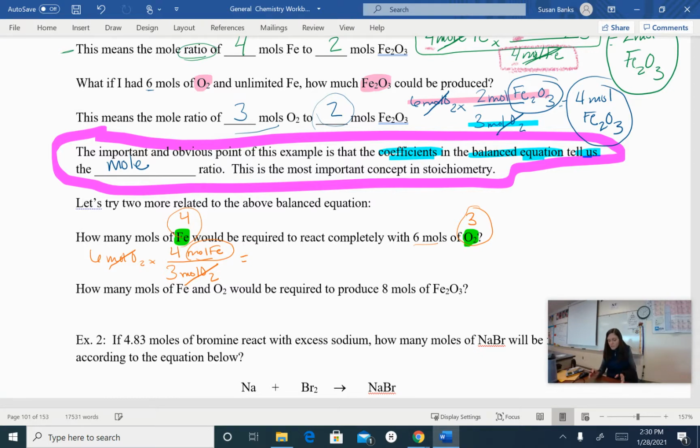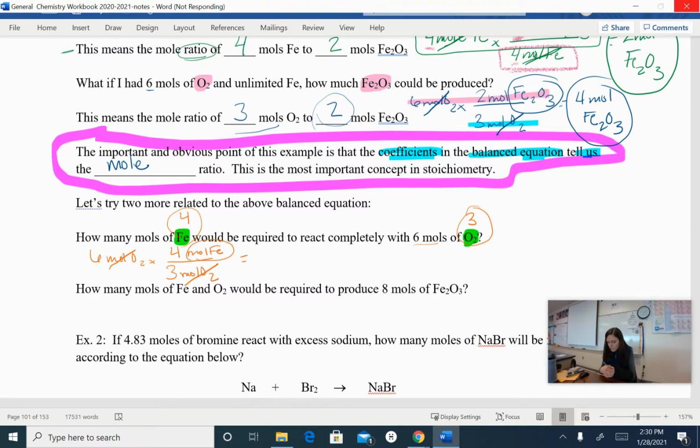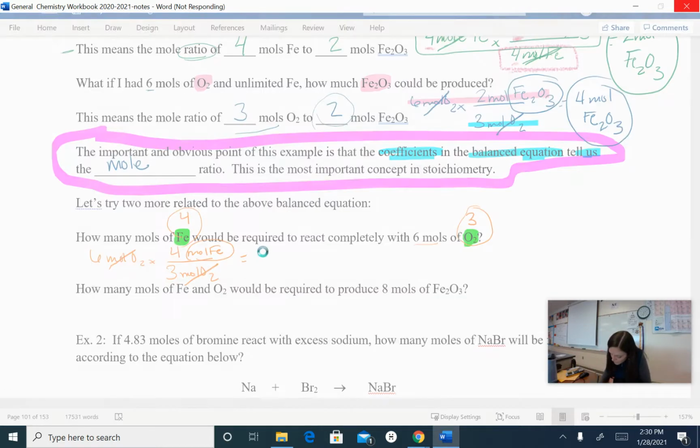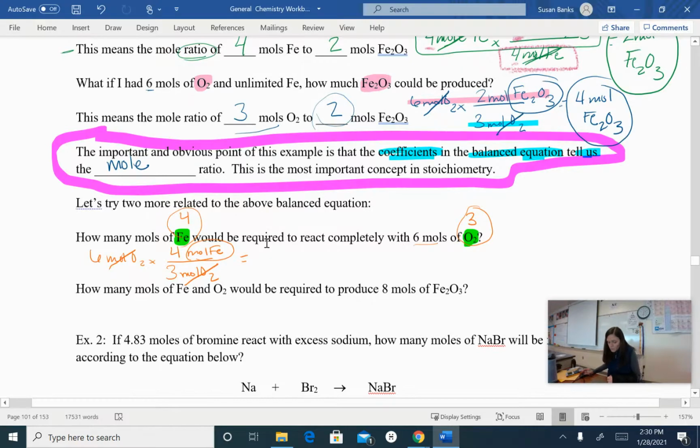Okay, all the numbers on top are multipliers. So 6 times 4 is 24. And the numbers on the bottom are the dividers. So 24 on top, 6 times 4, 24, divided by 3. 24 divided by 3 is 8. So I would need 8 moles of iron to make that reaction happen.